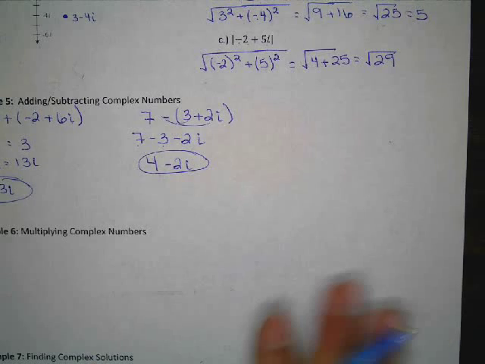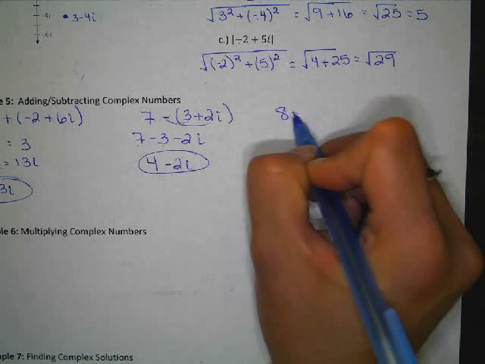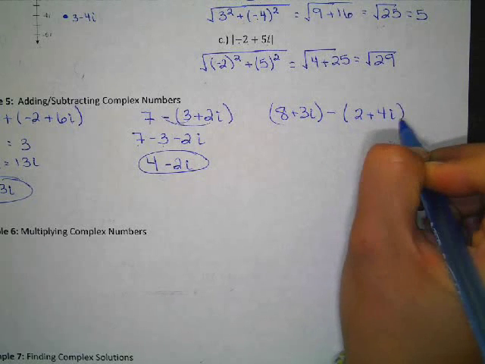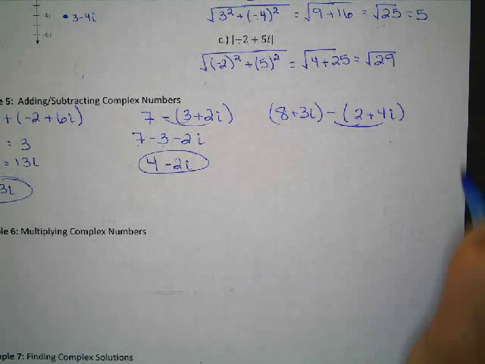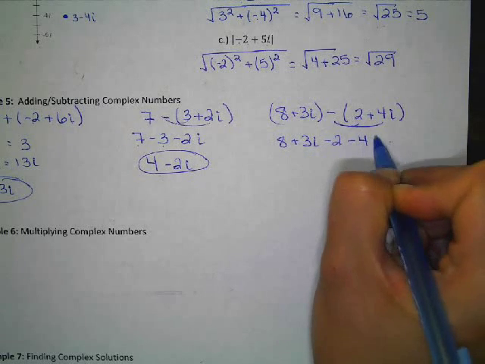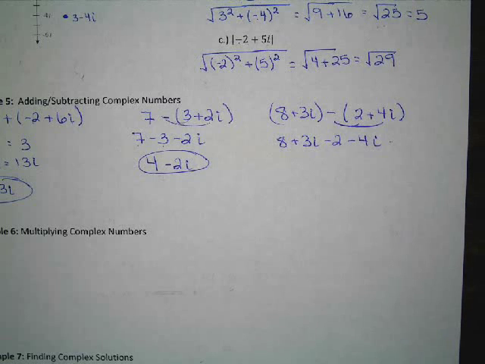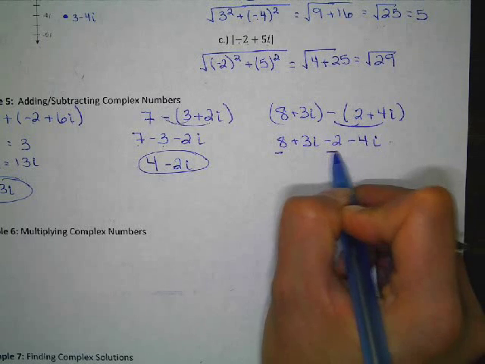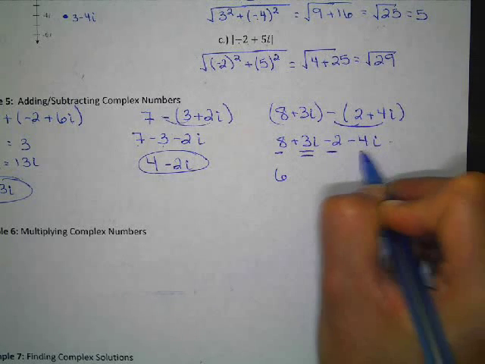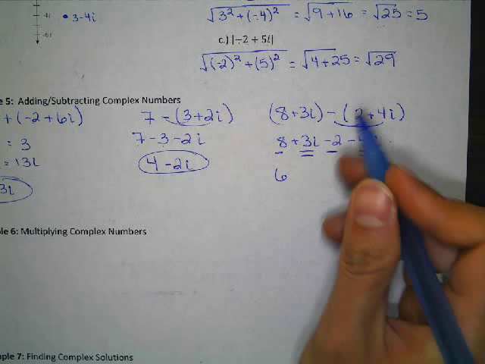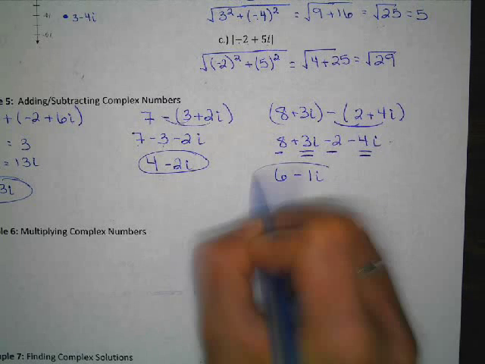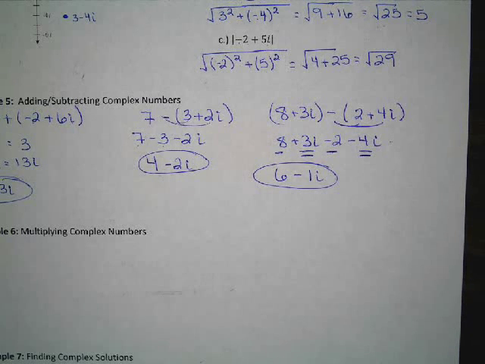We'll do one more. We have 8 plus 3i minus this quantity 2 plus 4i. Again, we have to distribute that negative, so we have 8 plus 3i minus 2 minus 4i. Again, we'll combine our like terms, so 8 minus 2 makes 6, and then 3i and negative 4i make negative 1i, so 6 minus 1i is our final answer.